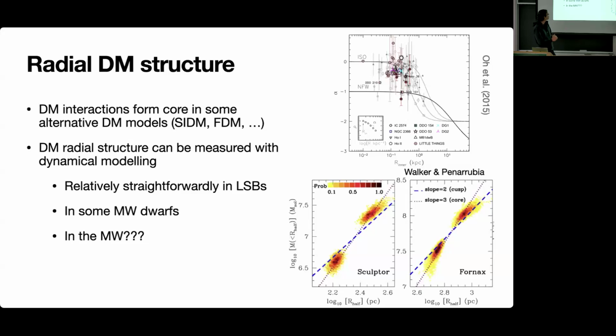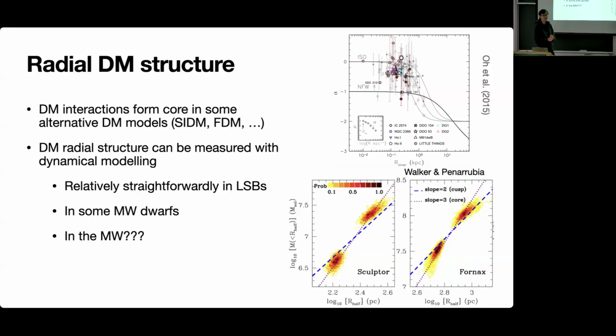So the radial structure of dark matter is very useful. Dark matter interactions in some models form a core, as in some alternative dark matter models, like SIDM or fuzzy dark matter. And we can often pretty straightforwardly measure the dark matter's radial structure with dynamical modeling. For example, in low surface brightness galaxies, the baryons don't contribute much to the mass, so you can measure the radial structure of the dark matter profile quite well just from rotation curves of the gas.